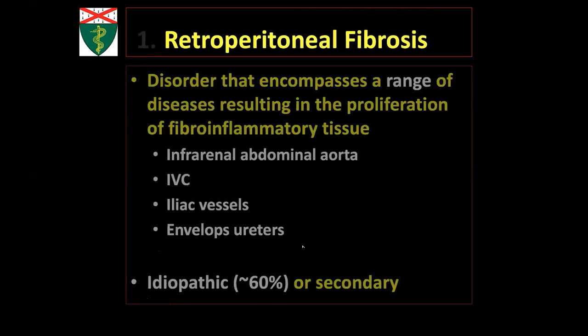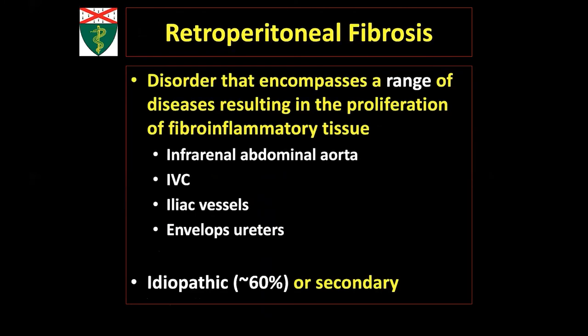So I'll start with retroperitoneal fibrosis. And it's actually a disease that encompasses a range of findings and diseases. And ultimately what happens is you have proliferation of a fibroinflammatory tissue, the epicenter of which is around the infrarenal abdominal aorta. It can also involve the IVC and iliac vessels, and it likes to envelop the ureters. Now, there's a laundry list of things that can cause retroperitoneal fibrosis, but most commonly, it's idiopathic in up to 60% of cases.